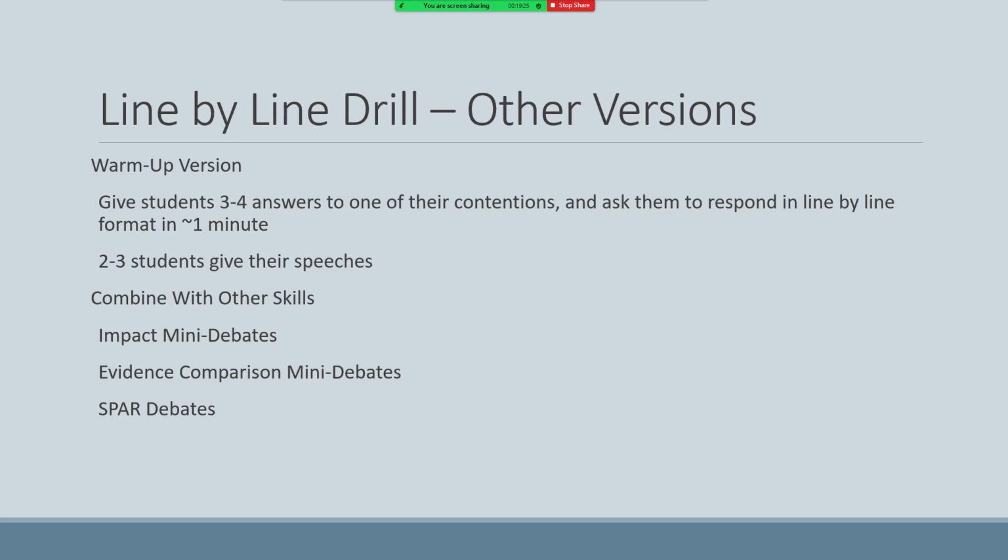So let's say one side might have disinformation and the other side might have civil rights. And so in an impact mini debate, you're stripping away the link and the uniqueness, and we're just comparing which is more important, fighting disinformation or preserving civil rights. And you can have them give speeches against each other using the line-by-line format to compare those impacts.